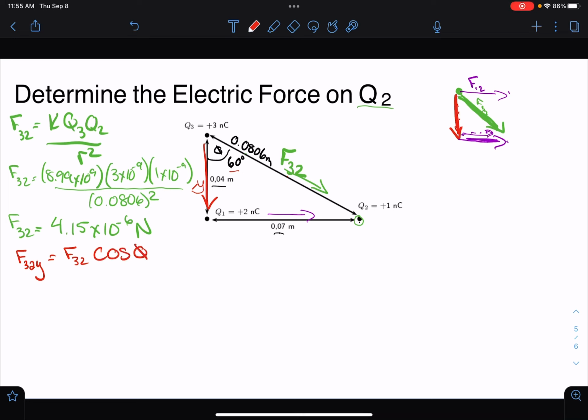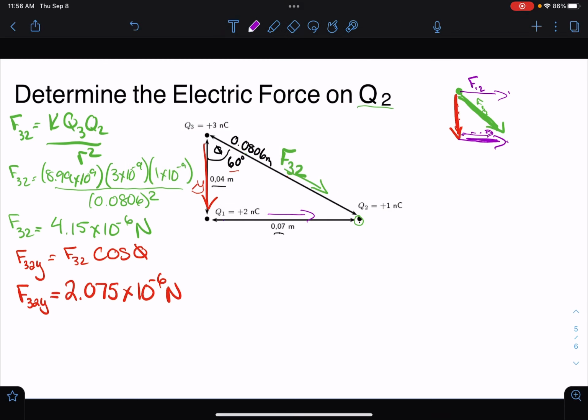All right, so I'm going to plug in my 4.15 times 10 to the negative 6 for my force of 3 on 2 and multiply that by the cosine of 60. So my y direction for this force is going to be 2.075 times 10 to the negative 6 newtons.